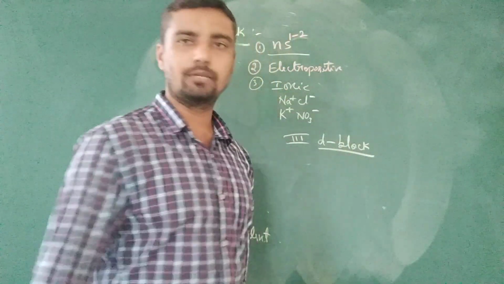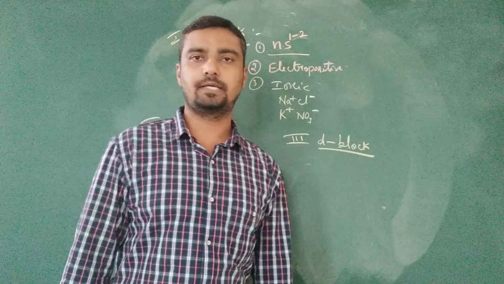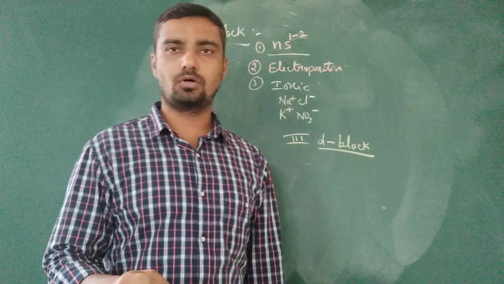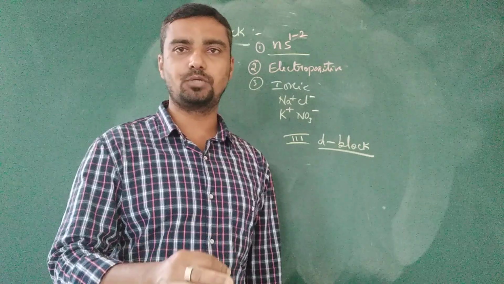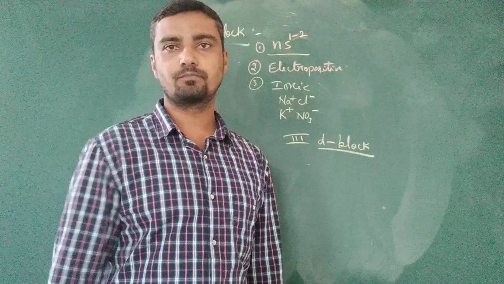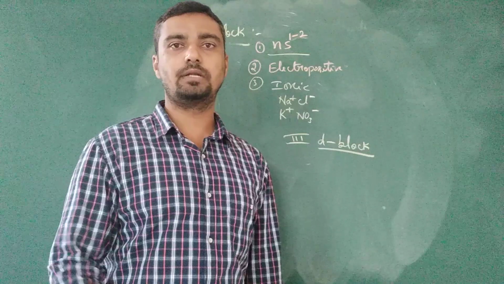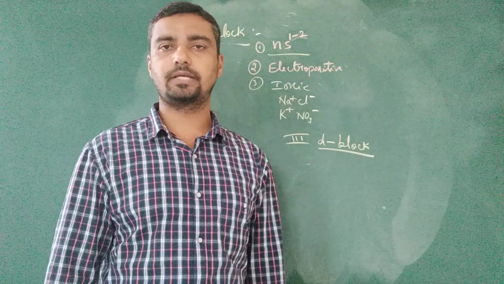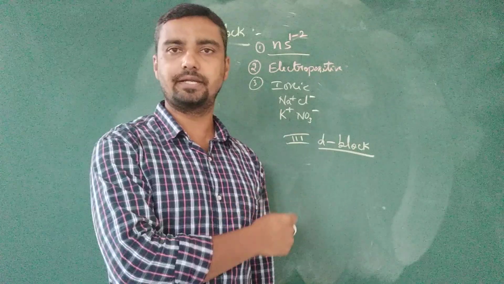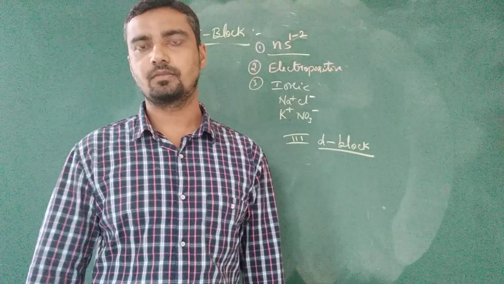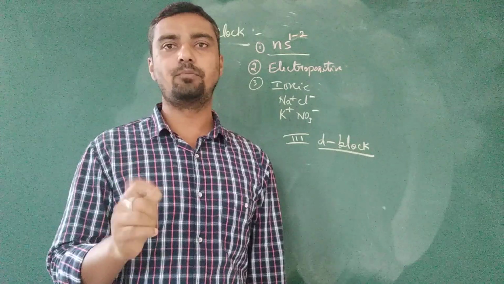So come to D block elements. The differentiating electron has been entered into the D orbital. That's why they are called D block elements. The differentiating electron means the last electron has entered into the D orbital.